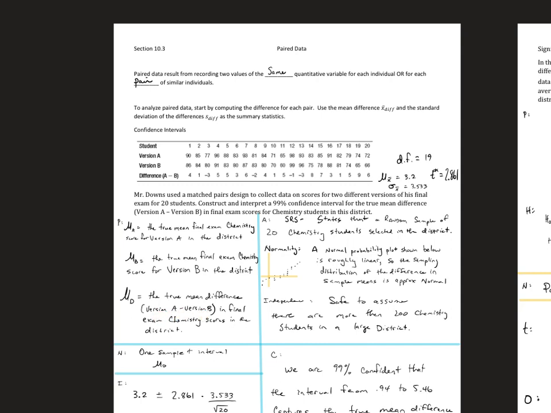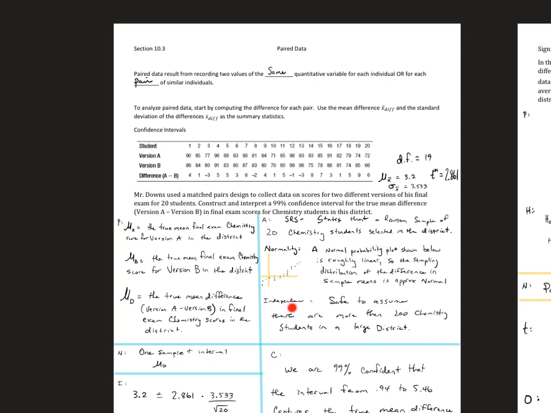Checking my assumptions, I see that I did take a simple random sample of 20 students in the school district. That's stated in the prompt. For my normality check, again, as I stated previously, I'm going to make a normal probability plot of their differences. And here is that normal probability plot. I know it's awfully small, but it appears to be roughly linear. So therefore, the sampling distribution of the difference in sample means is approximately normal.